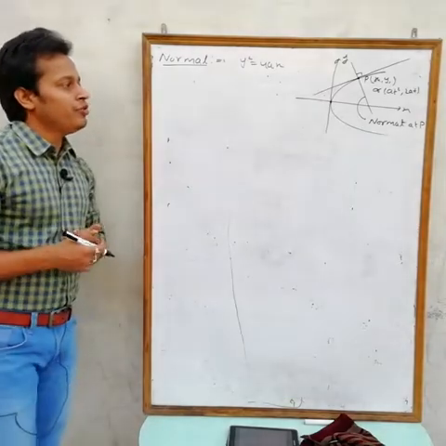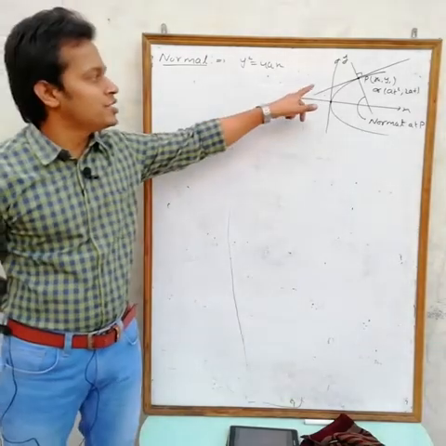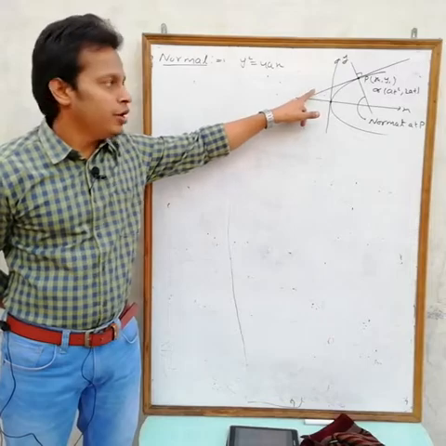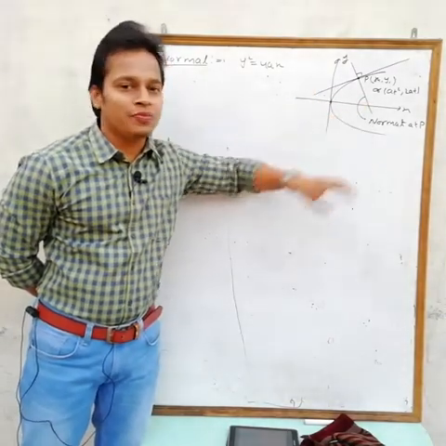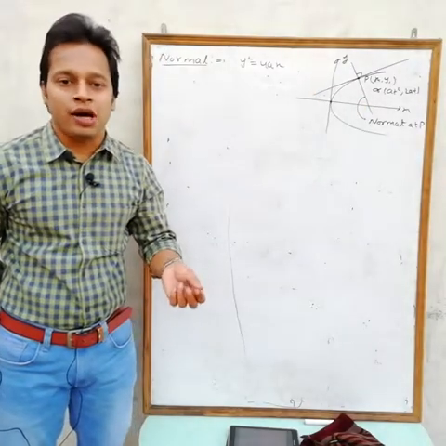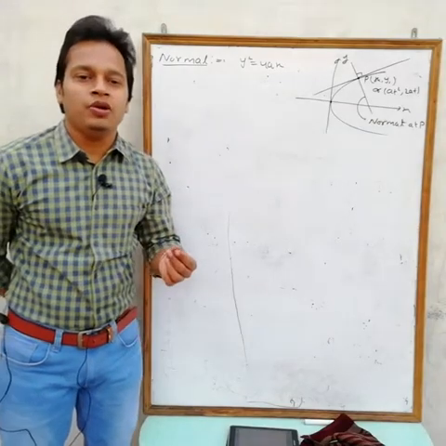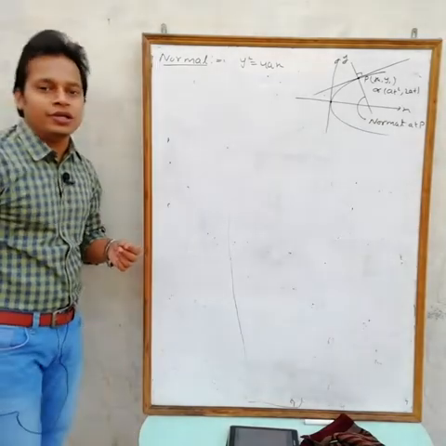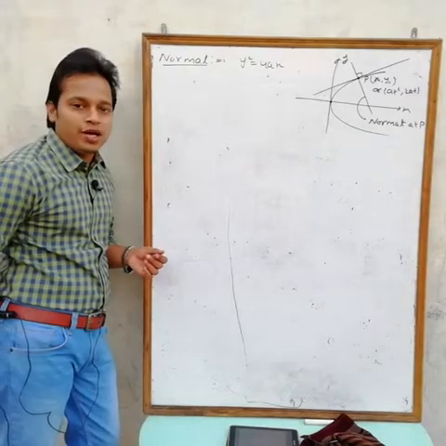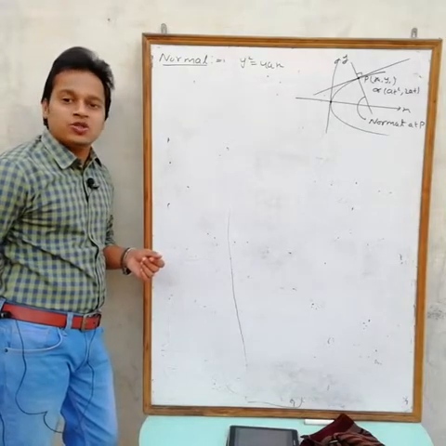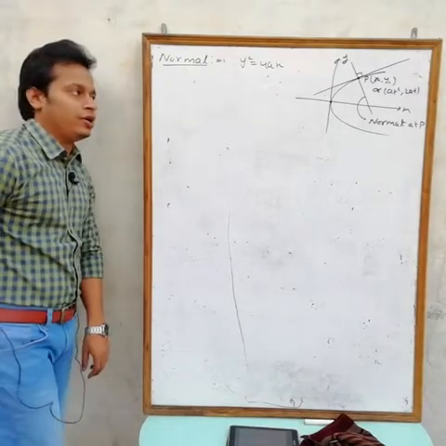Now we also have one thing: if the slope of this line is m, then the slope of this one is minus 1 by m, because both are perpendicular. If any two lines are perpendicular, then the condition is m1 m2 equals minus 1. It means m2 equals minus 1 by m1. Okay, like this one.